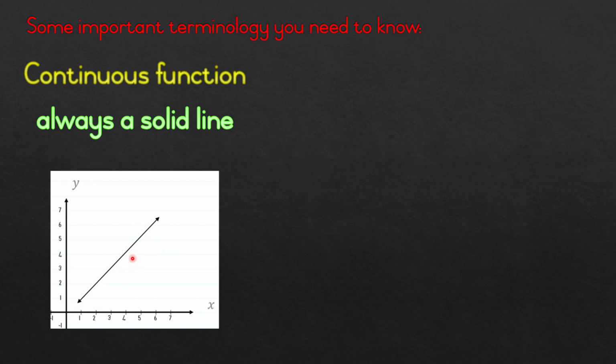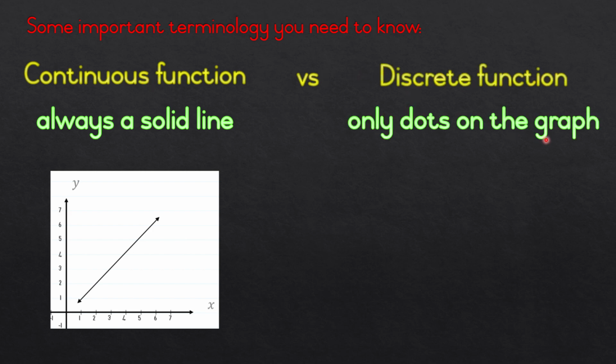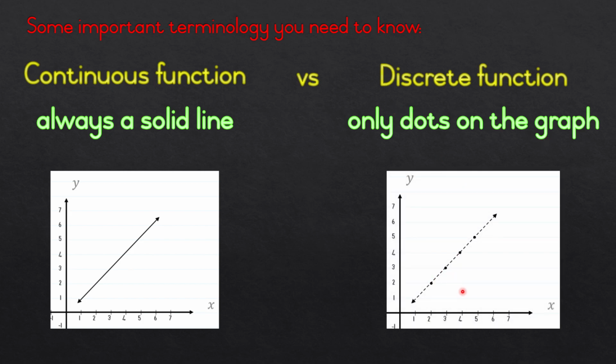So sometimes if there is a gap, if there is a hole in it, or if there is a random coordinate there, then it's not a straight line. It's not a solid line, it is not continuous. Okay, so if it's not continuous, we call it discrete. If it's a discrete function, it's only dots on the graph, or it is intermittent. So there is an example.